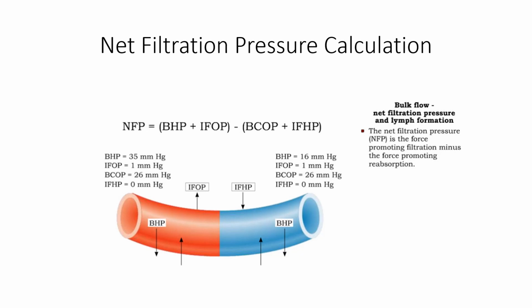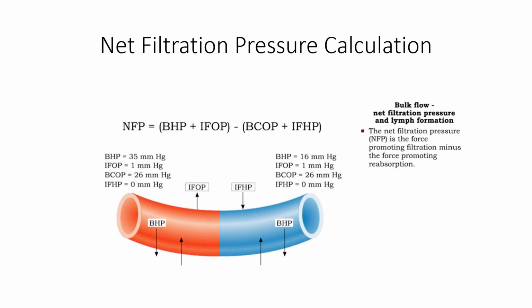So this particular image shows net filtration pressure. You're not required to be able to do a net filtration pressure calculation. The reason I'm showing this to you is so that you can see that all four pressures are taken into account when that calculation is done. The two pressures in the capillary, hydrostatic and osmotic, and the two interstitial fluid pressures, again, hydrostatic and osmotic, account for this net filtration pressure.